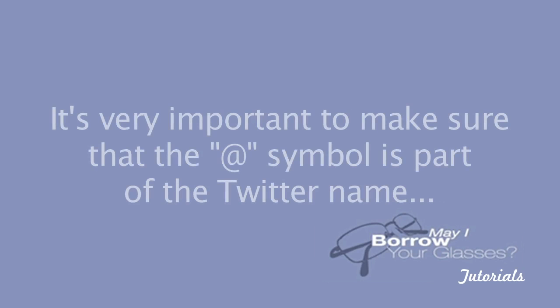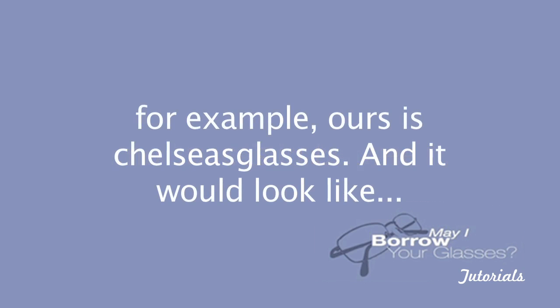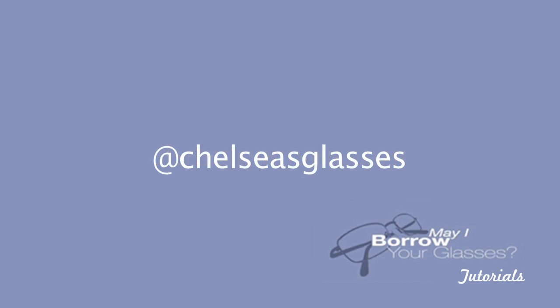And now, of course, it is very important to make sure that it is one and the same with the name, so it does not have any spaces in between. So it's the @ symbol and then the name. So for example, for our professional Facebook page here, we do have Chelsea's Glasses as one of the names. So it would be @ symbol and then Chelsea's Glasses with no spaces in between any of the words.